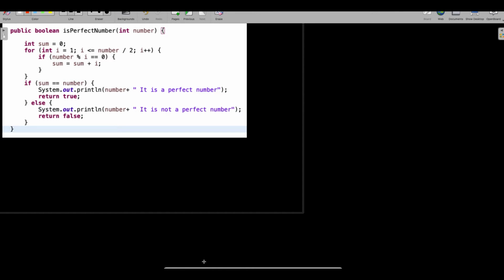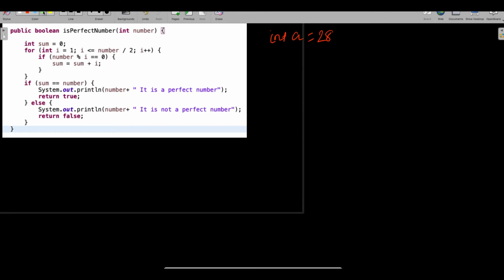You might not know what a perfect number is, so ask the interviewer. Basically, a perfect number is one where you divide it from 1 up to half, and the sum of the divisors is equal to the number. Let me take one example: take an integer a equal to 28. You need to find out whether this number is a perfect number or not.